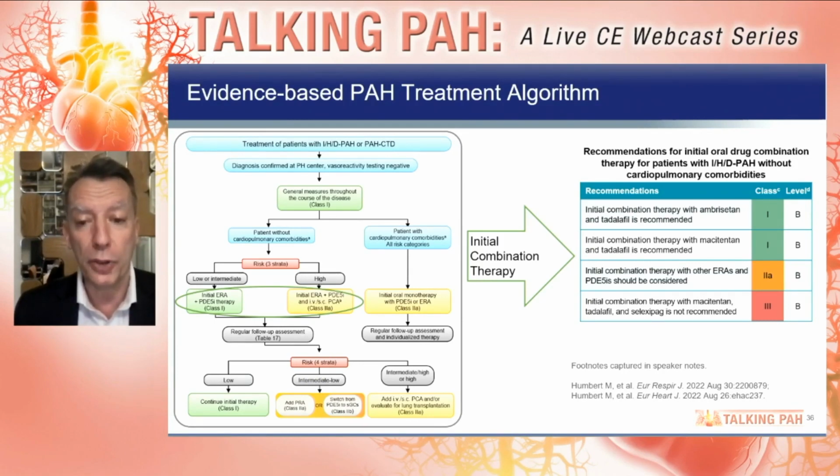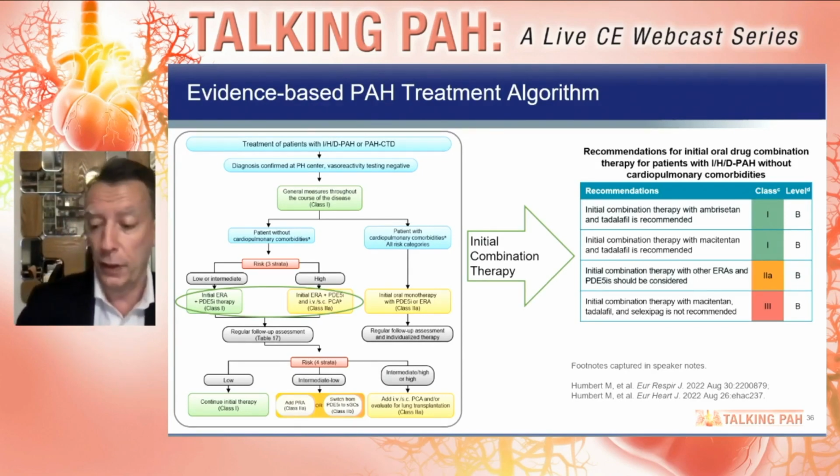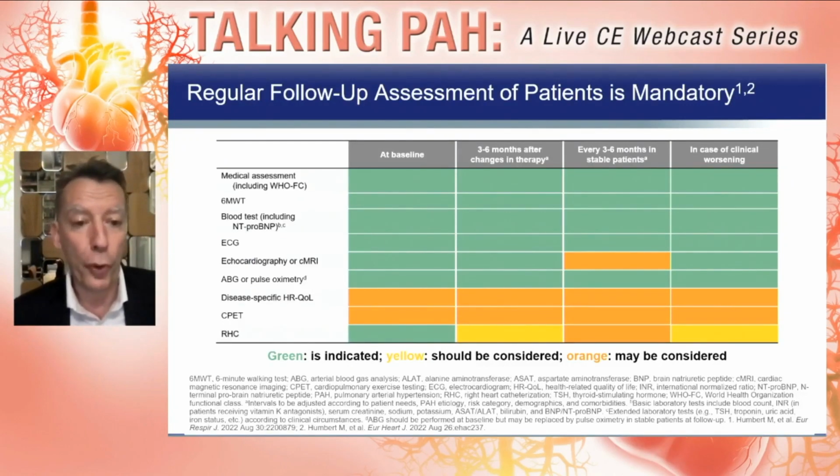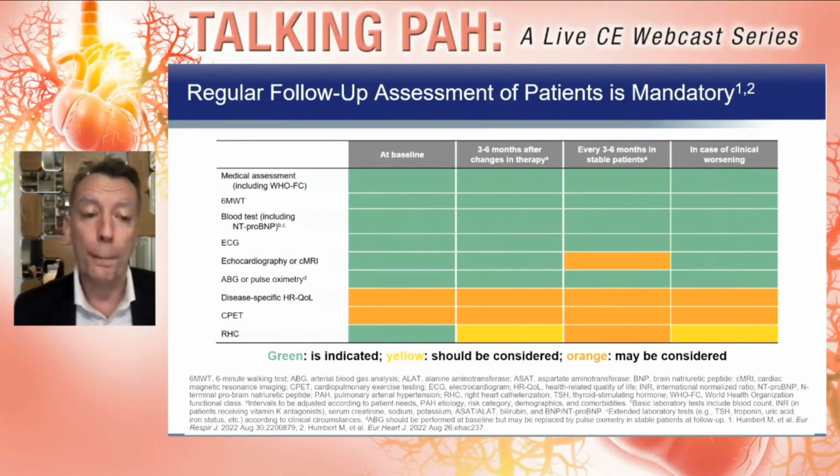So quite a reasonable amount of data demonstrating that initial combination therapy with an ERA and a PDE5 inhibitor is of interest in a patient with intermediate risk PAH. Now, at follow-up, after initiating therapy, as Dr. Waxman said very clearly, the patient should be monitored very closely. And you see here the recommendation for follow-up assessment at baseline, at 3 to 6 months after each change of therapy, and in stable patients or in case of worsening.